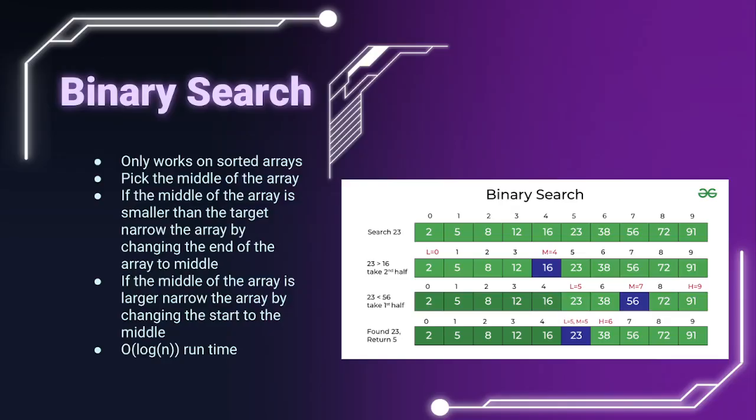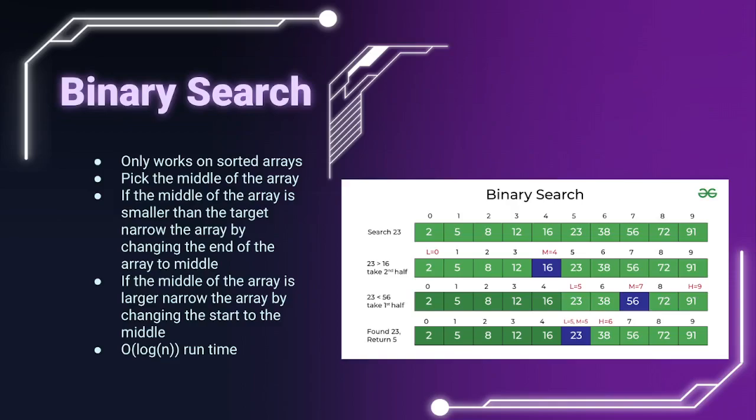Now, this only works on sorted arrays. I'll explain in a moment why. And how it works is you start by picking the middle element in the array. And because the array is sorted, you know that everything to the left of this element is going to be less than it, and everything to the right of the element is going to be greater than it.